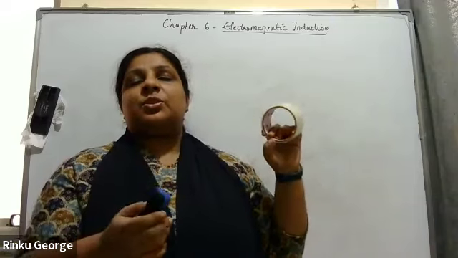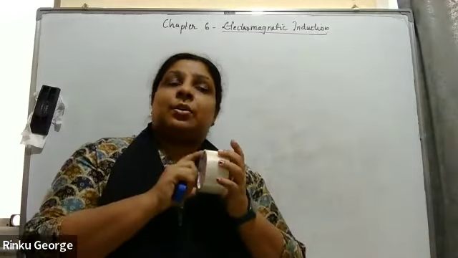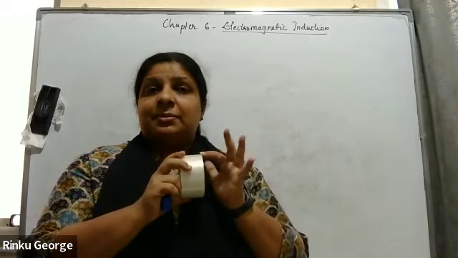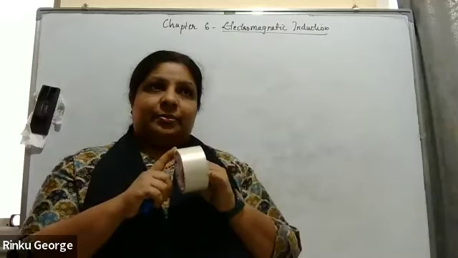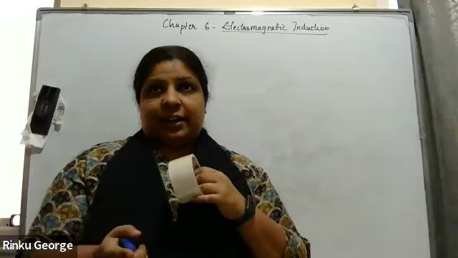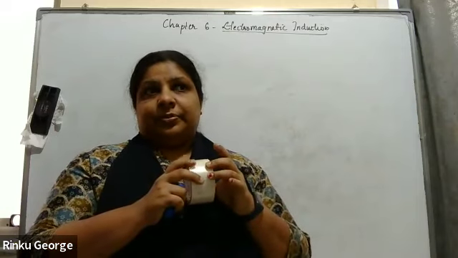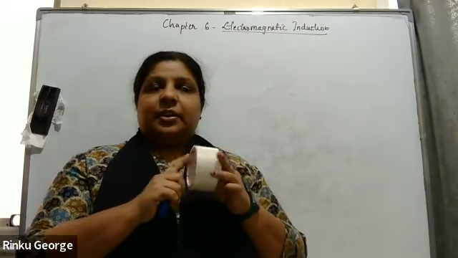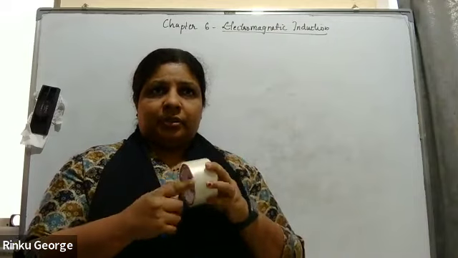So in simple words, whenever there is a change in flux associated with the coil, due to any reason, whenever there is a change in magnetic flux in a coil, EMF will be induced in the coil. And that EMF will produce a current. And that phenomenon is known as electromagnetic induction. Due to change in flux, EMF is induced. That is electromagnetic induction. Clear? Understood?